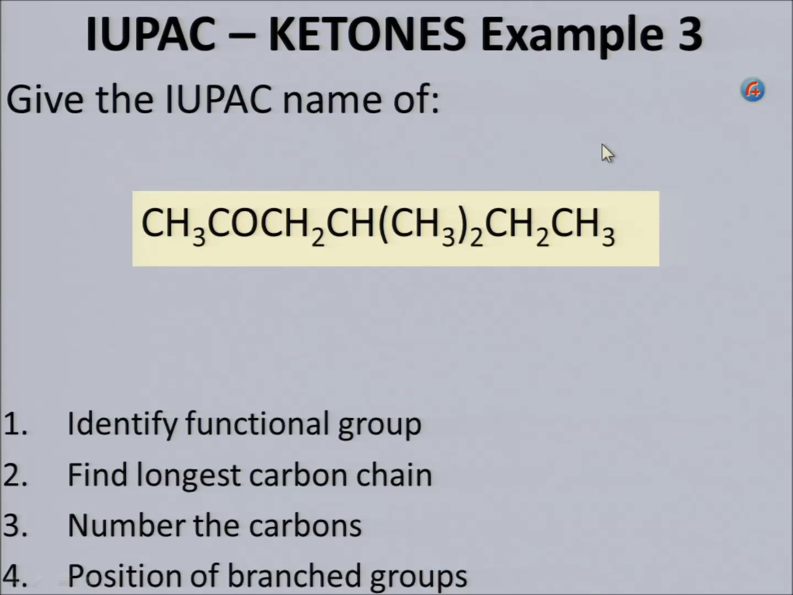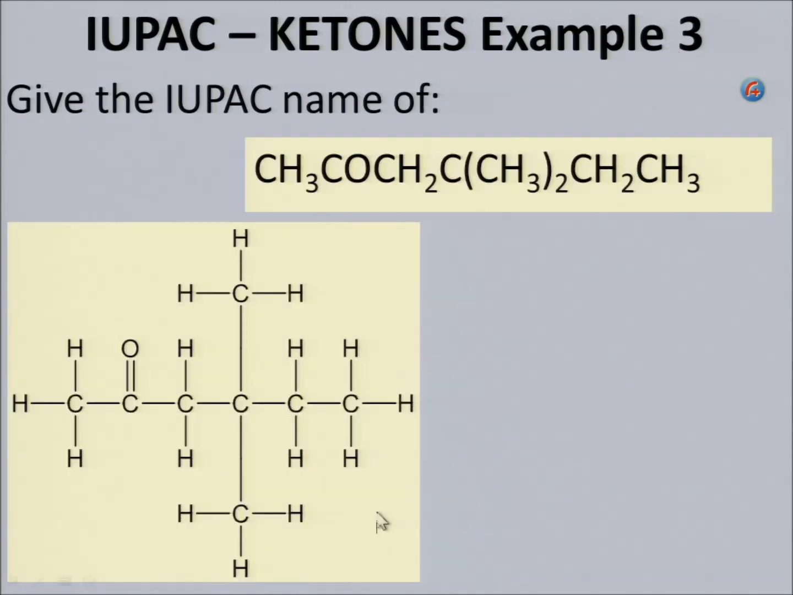Example 3. Give the IUPAC name of this molecule. Now you should see red lights and note that you need to draw the structural formula. So CH3, there it is, CH3. Then the CO, which is your clue to know that this is a ketone. So there's your CO. Next you have a CH2, and then you have a carbon with two CH3s. CH3, CH3, and then CH2, CH3, CH2, CH3.